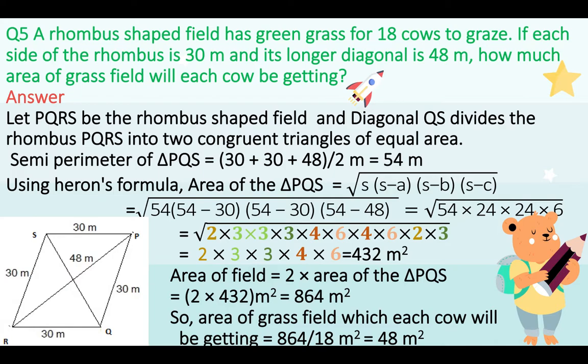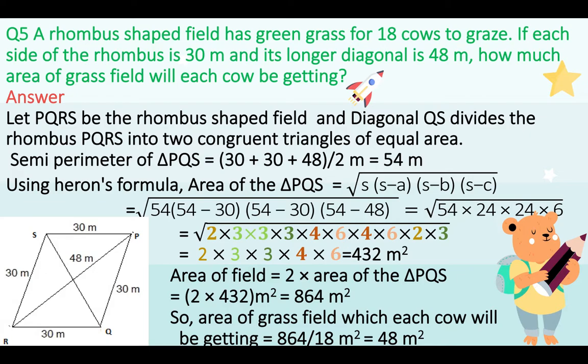So let's calculate the semi-perimeter. Semi-perimeter is the sum of the sides of the triangle divided by 2, which is 30 plus 30 plus 48 divided by 2. So the semi-perimeter is 54 meters. I'll put the values of the sides a, b, c and s in Heron's formula. I get the answer as 54 multiplied by 54 minus 30, 54 minus 30 and 54 minus 48.